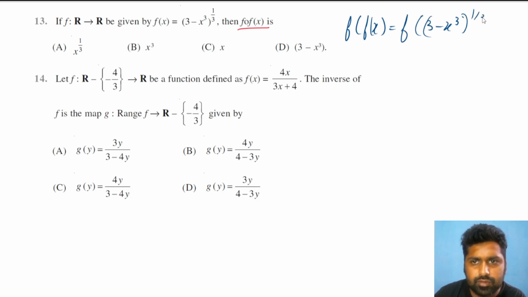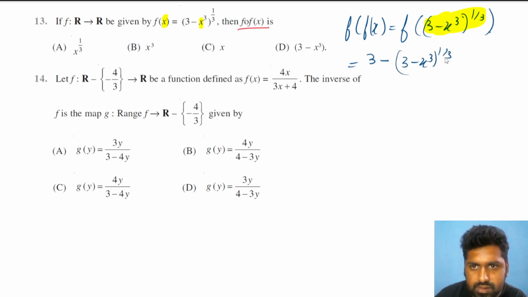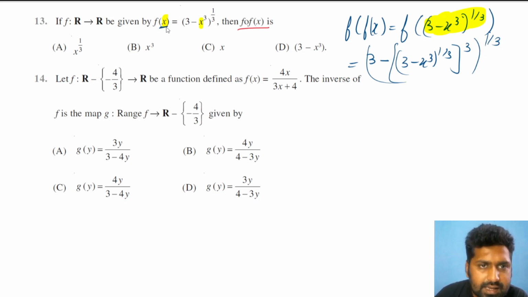This itself has a power of 1 by 3. Now what you have to do is replace this x with this value. This x here will be replaced with this complicated value. Be very careful with it. This will be 3 minus, x will be replaced by (3 minus x cubed) power 1 by 3, and there is a cube present on top of it, so cube of it, and then bracket, and then again power 1 by 3. Again I'll repeat. What I've done is replace this x with this value. Okay, that becomes f of (3 minus x cubed) power 1 by 3.